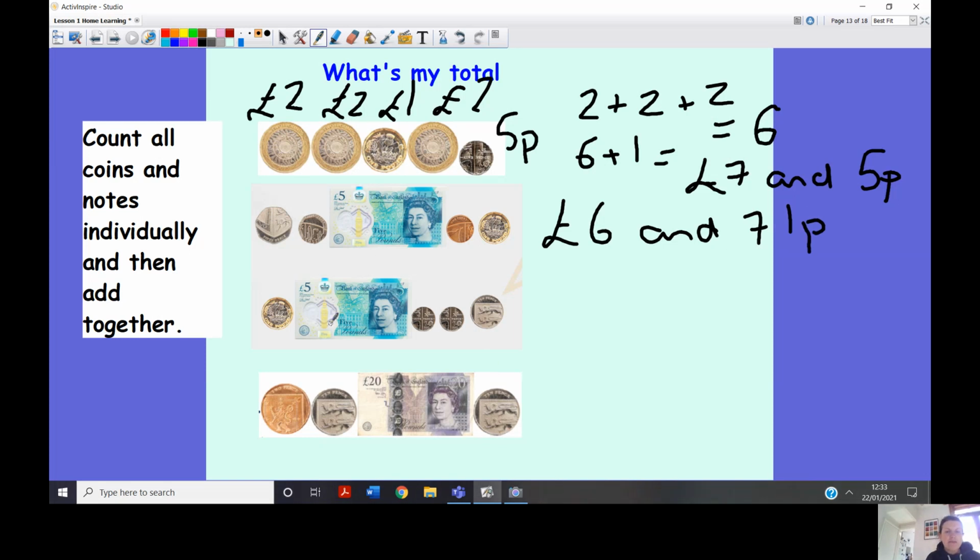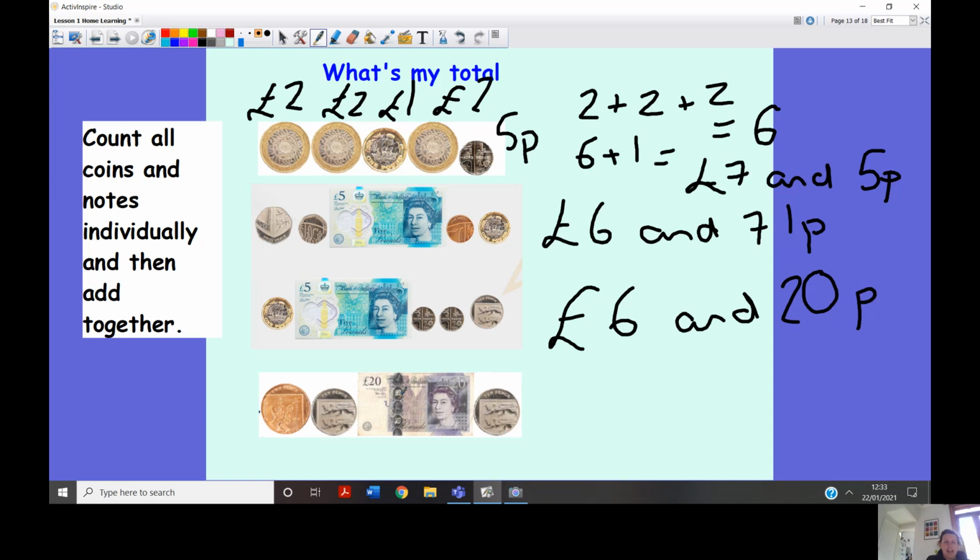Let's have another example. I want you to work this one out for yourselves. Just think. Maybe you might want to pause the video just to have a little think. Okay, what do we have here? We have £1 and £5. 1 add 5 is equal to 6, so I have £6. And then I have 1 5p and 2 5p's. 5 add 5 is equal to 10, and I have a 10 pence, which means I have £6 and 20p.